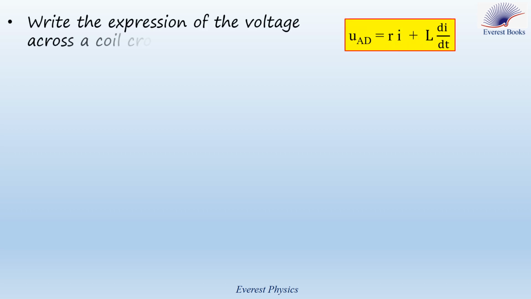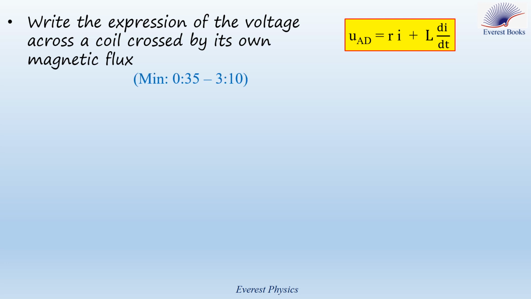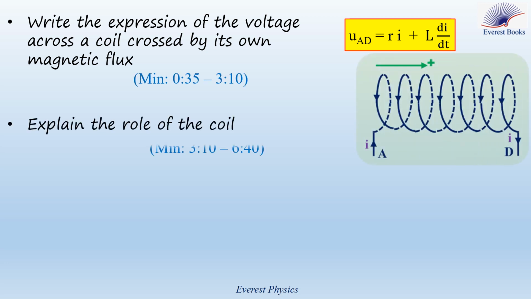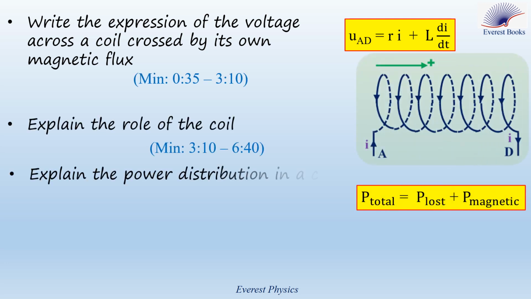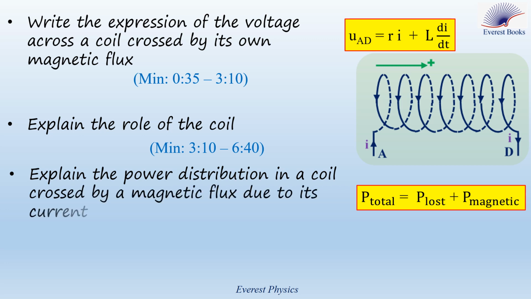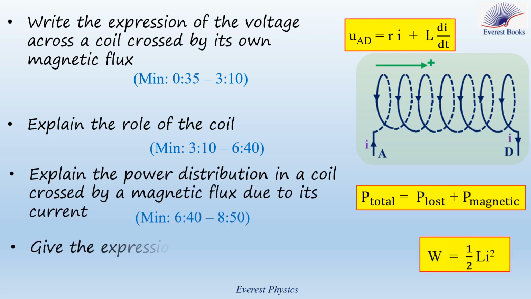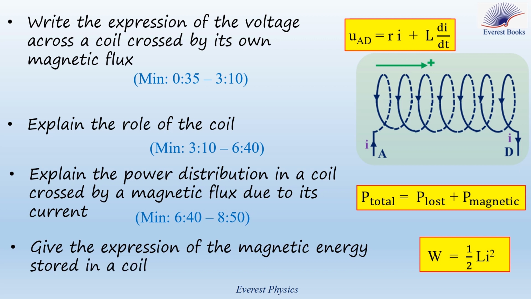In this video, we are going to write the expression of the voltage across a coil crossed by its own magnetic flux. Explain the role of the coil. Explain the power distribution in a coil crossed by a magnetic flux due to its current. And give the expression of the magnetic energy stored in a coil.